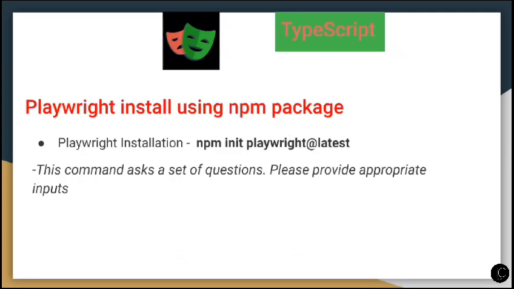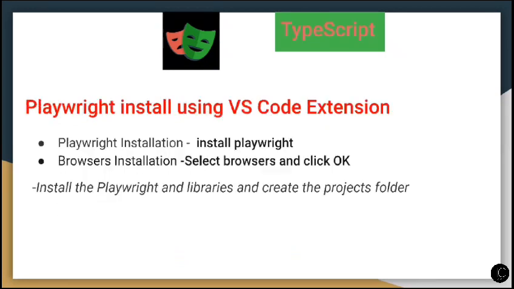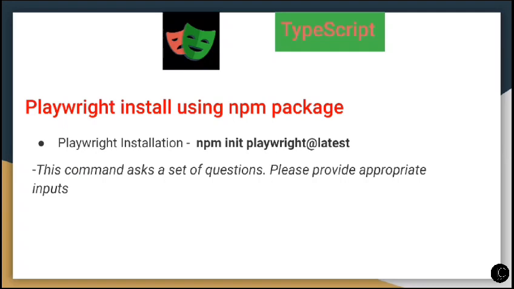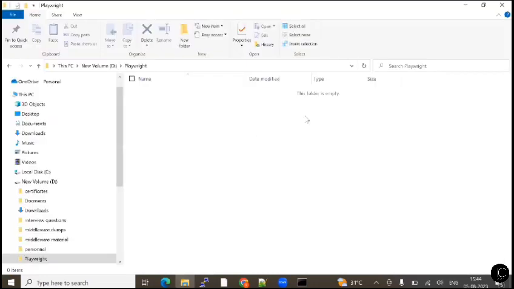Coming to the installation part, we can install Playwright two ways. First, we can install Playwright using the npm package from Node.js. And second, we can install Playwright using the VS Code extension. First we will see how to install Playwright from the npm package. For that, we first create a folder for the project setup in Windows Explorer. I'm creating one folder and giving it a sample demo name.